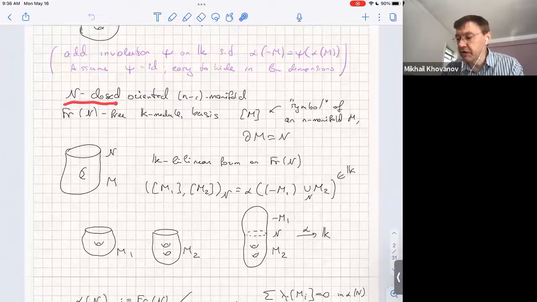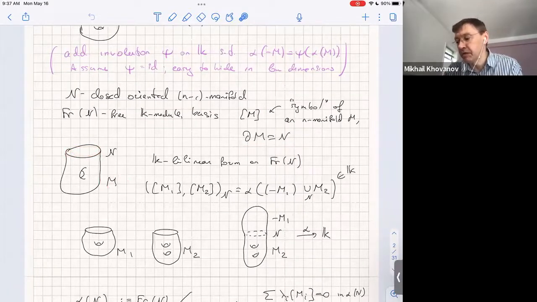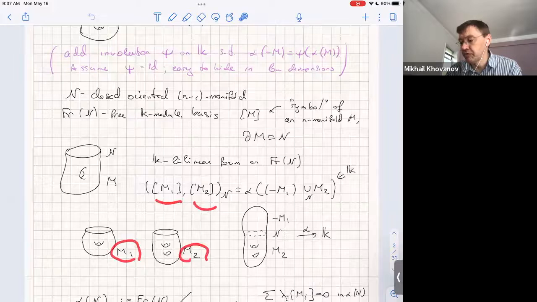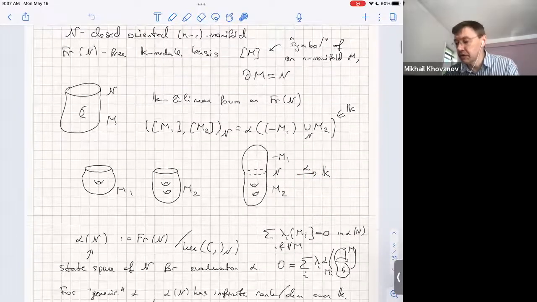And now, given this alpha, starting with any closed oriented n minus one manifold N, we first build a very large free module or vector space, free of N. It has a basis of symbols of n-manifolds M whose boundary is N. So N is fixed here, and M is variable, but the boundary of M is N. So we take this very large vector space or module with a basis of all such M for a fixed N. And we can introduce a bilinear form on this free module by taking two generators, symbols of M1 and M2 with the same boundary N, and gluing them together into a closed n-manifold. So reflect M1 to minus M1, glue to M2 along N, and you get a closed n-manifold. Apply alpha to get a number, an element of the ground ring.